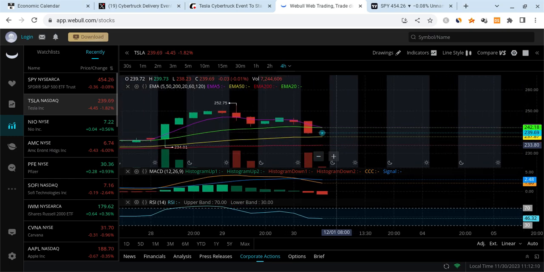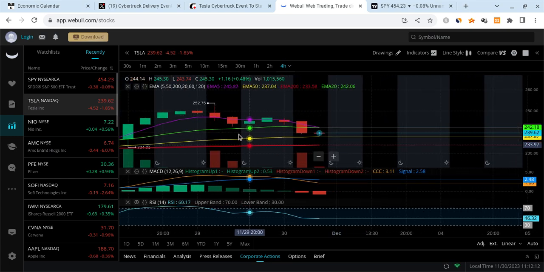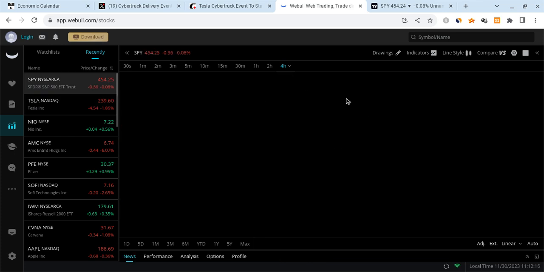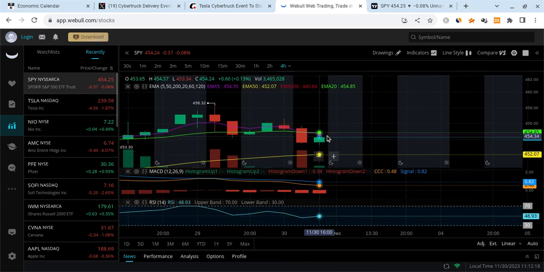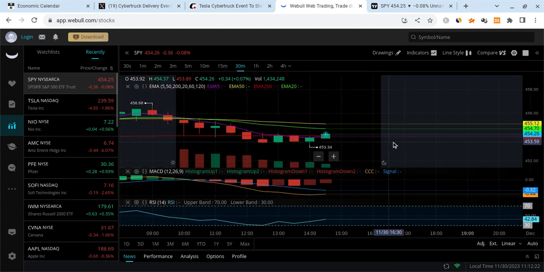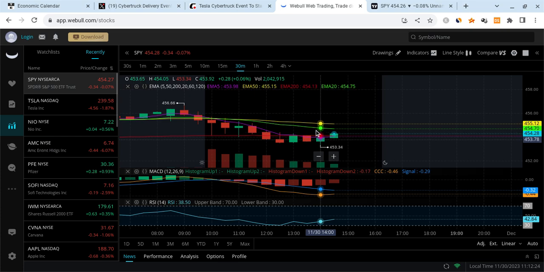So anyways, let's talk about what's going on with the market. Looking at Tesla, this thing is selling off quite a bit approaching the Cybertruck event. And SPY is also starting to look weaker. If you look at this on the 4-hour time frame, I know it just bounced for the last couple of minutes, trying to push up a tiny bit. But overall, it's still looking weak when it comes to the much bigger trend.